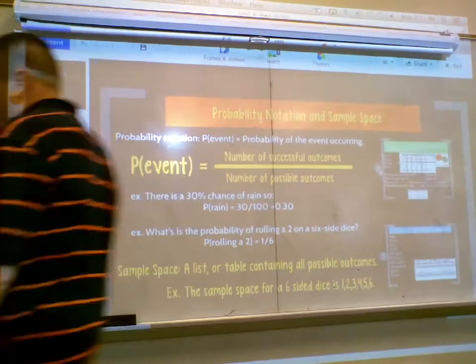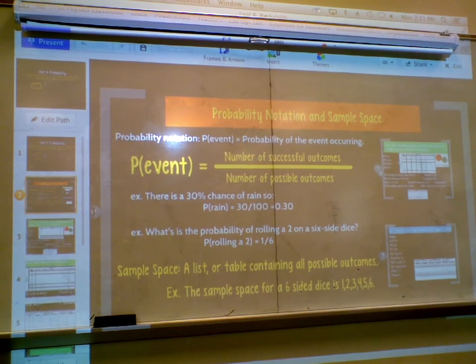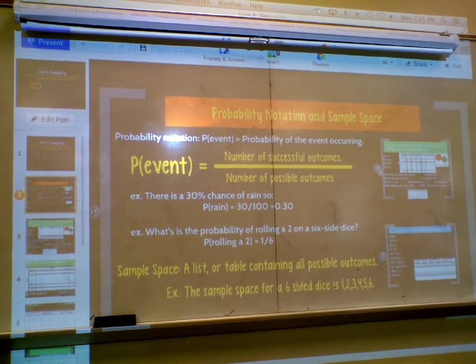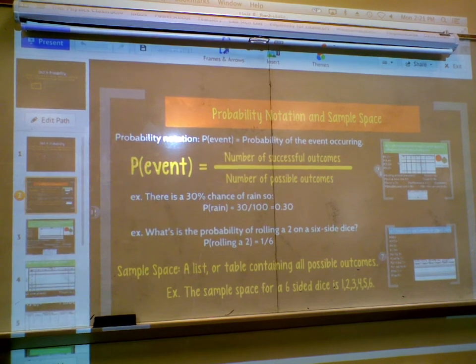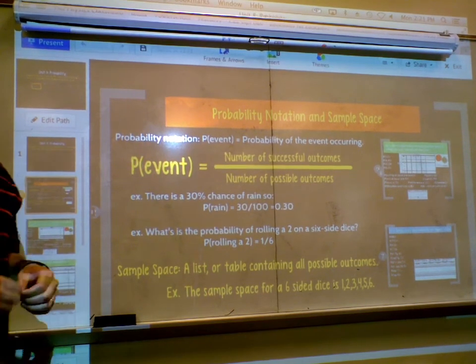Okay. Last thing before we move on is something called the sample space. The sample space is a list or table containing all possible outcomes. So for a 6-sided die, the sample space is the numbers 1, 2, 3, 4, 5, and 6. For a penny, what's the sample space? There's no numbers on a penny. Heads and tails, good! The sample space for a penny, my 2 outcomes, are heads and tails.